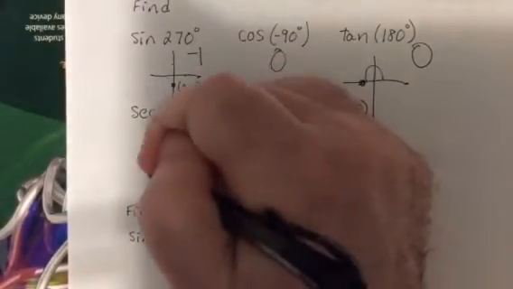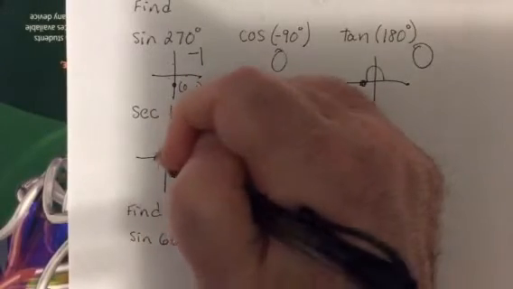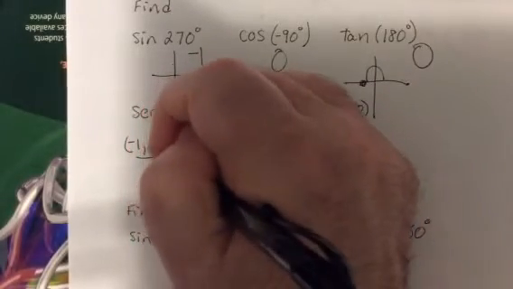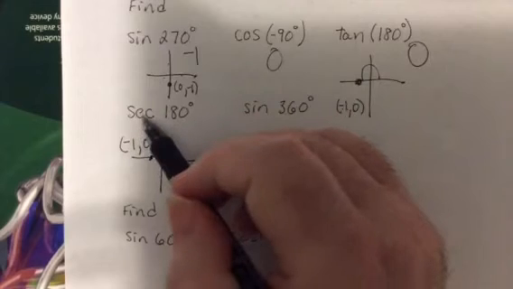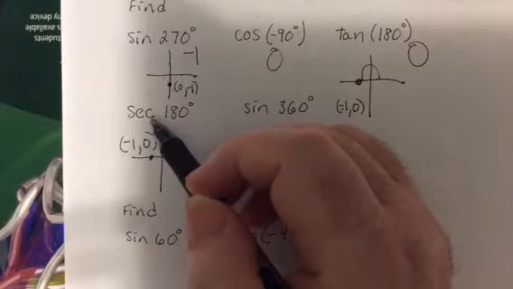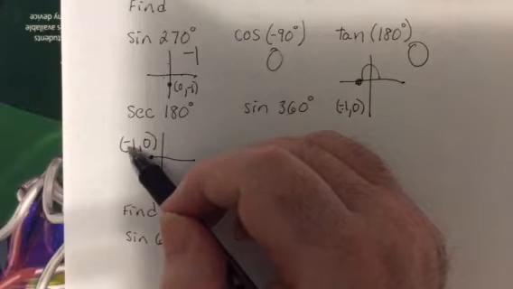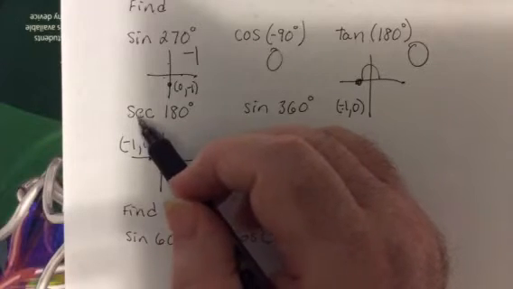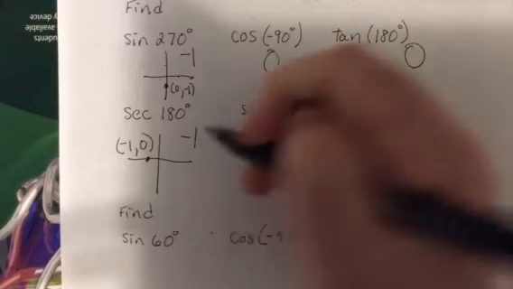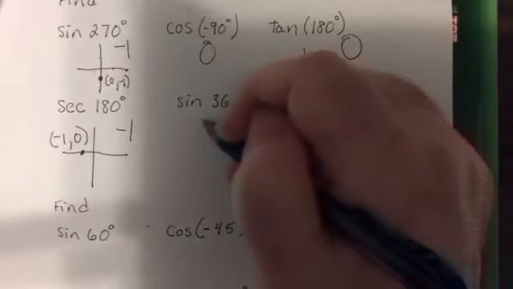Ooh, we got another 180. So that's negative 1 divided by 0. Now secant's the reciprocal of cosine, so just find cosine and flip it. Cosine's x over r, so negative 1 over 1 would be negative 1. Flipped, or reciprocal, is negative 1.